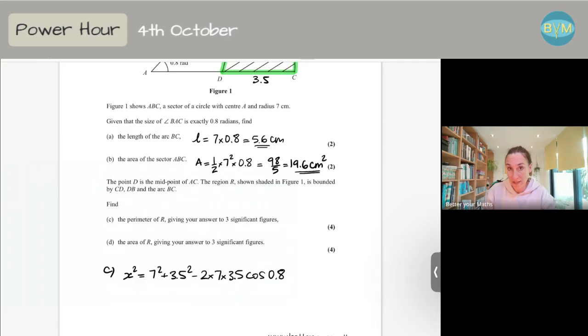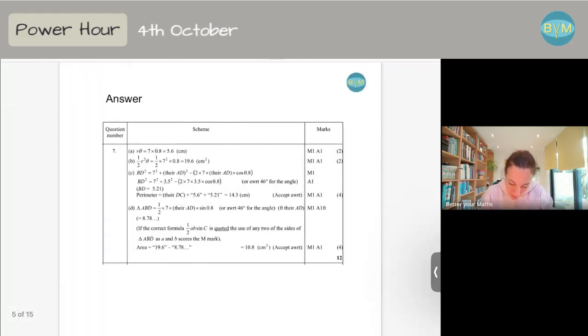But this is just changing the units of the angle and the way we find x. Can you please do it with me? And then we check that we get the same. I get 51 point something, and then you do the square root, 7.176. You get that value?